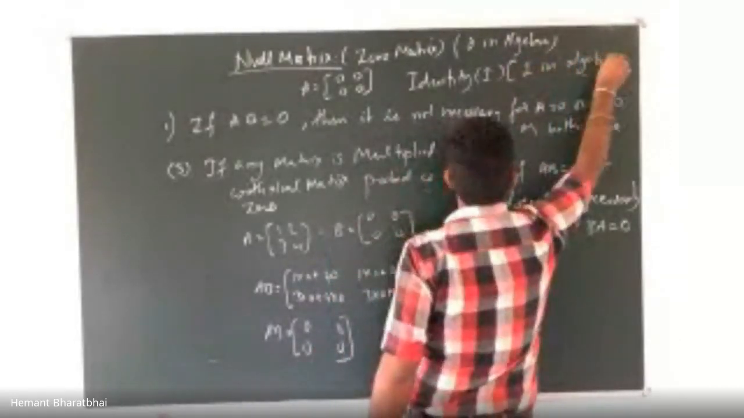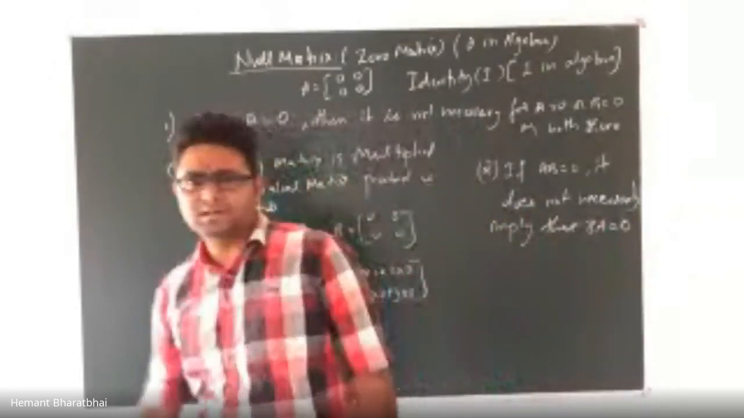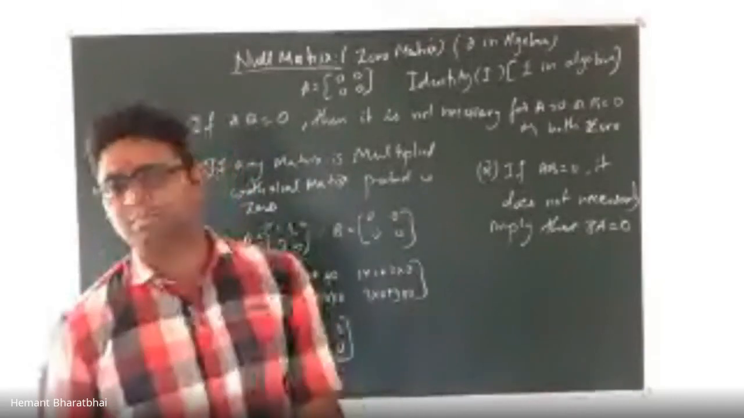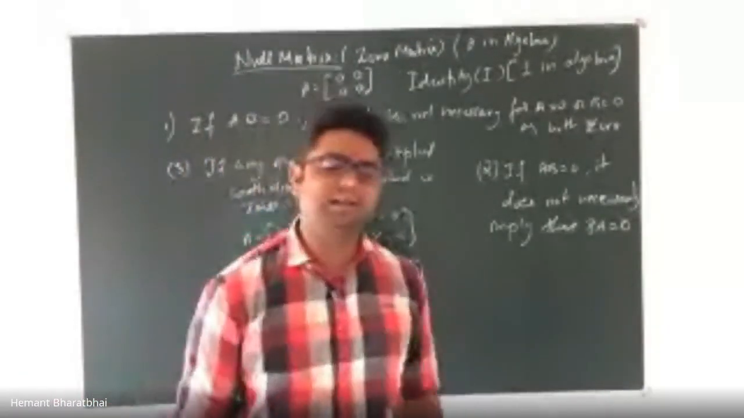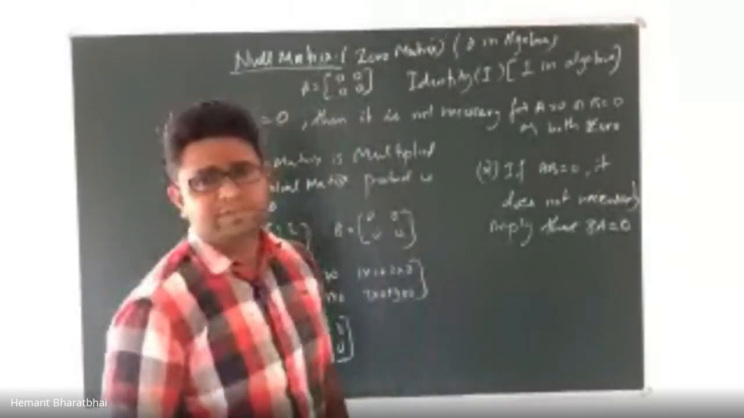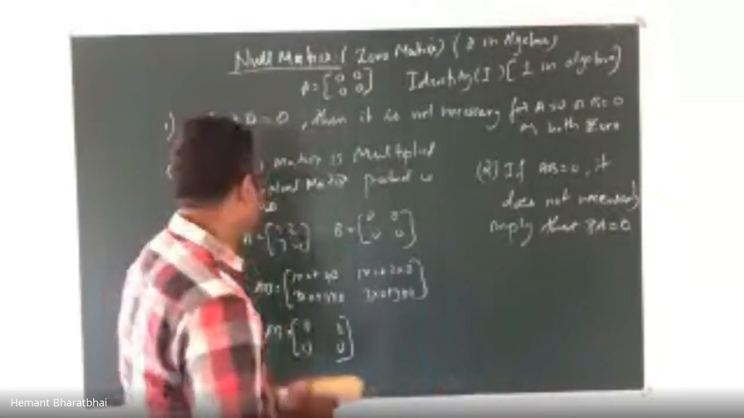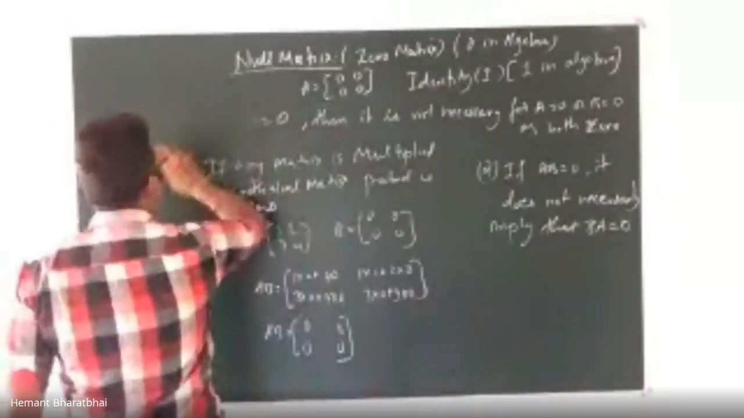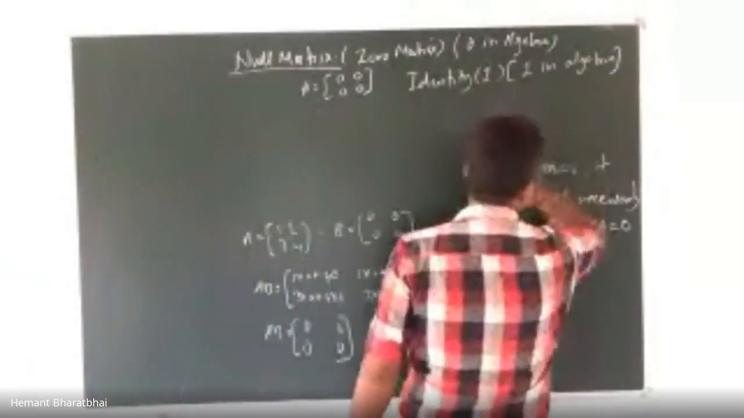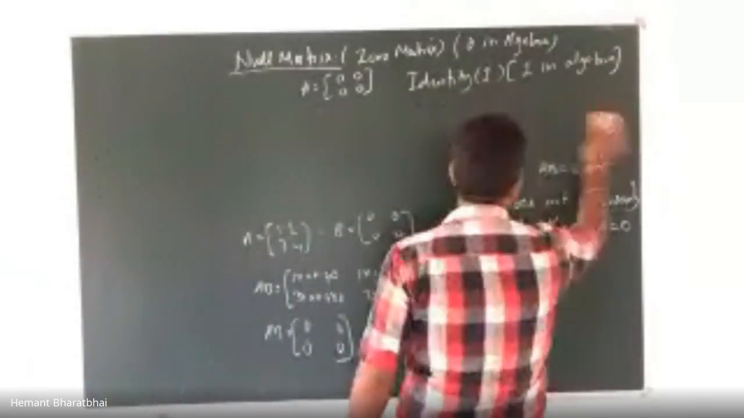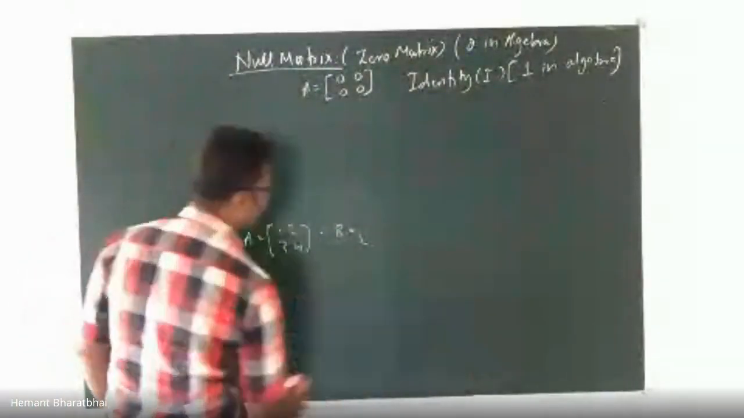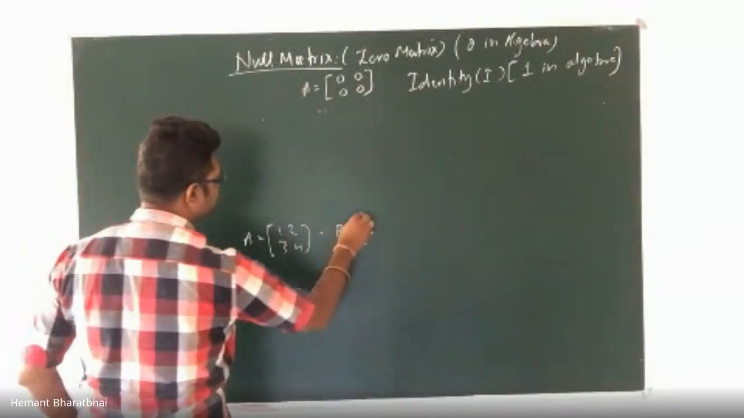So in normal algebra, we have 1, right? If you multiply any number with 1, you get the same number. Okay, 5 into 1 will be 5 only, 10 into 1 will be 10 only, 100 into 1 will be 100 only. So you get the same number. So similarly, if you multiply any matrix with an identity matrix, you will get the same matrix. So the next property is, if you multiply any matrix with an identity matrix, you get the same matrix.